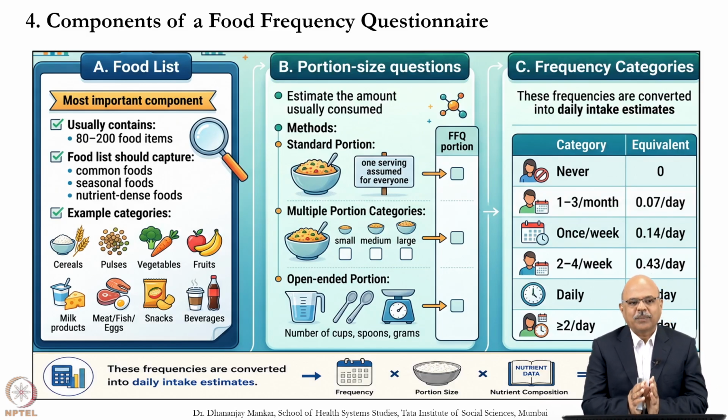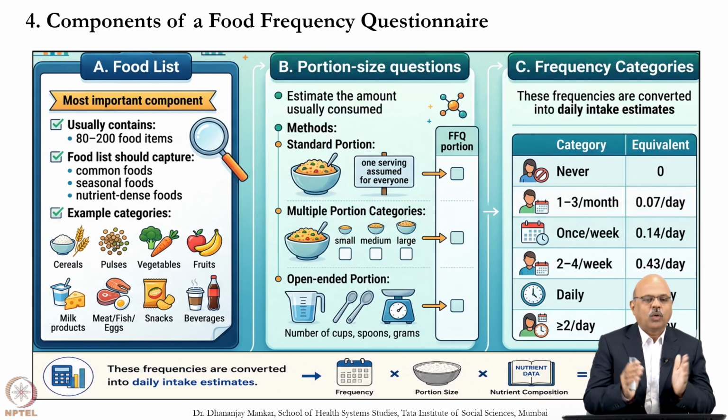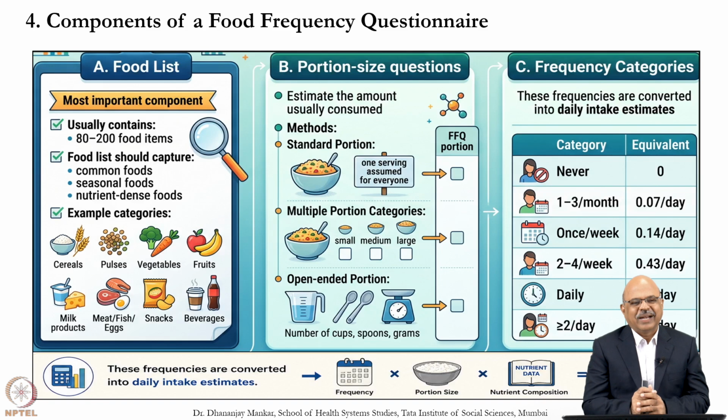The food list should capture common foods, seasonal foods, nutrient dense foods, or even fish items, according to the categories and the region-specific food availability or staple diets. The examples can be cereals, pulses, millets, vegetables, fruits, milk products, fish, eggs, meat, pork, snacks, beverages, and so on.